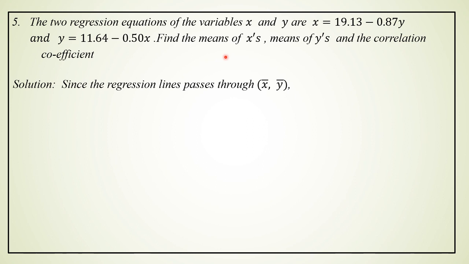We know that the regression line always passes through (x bar, y bar), that is the mean of x and y, and hence it should satisfy the equation. Therefore, we have the two equations as x bar plus 0.87 y bar is equal to 19.13 and the other equation is 0.5 x bar plus y bar is equal to 11.64.